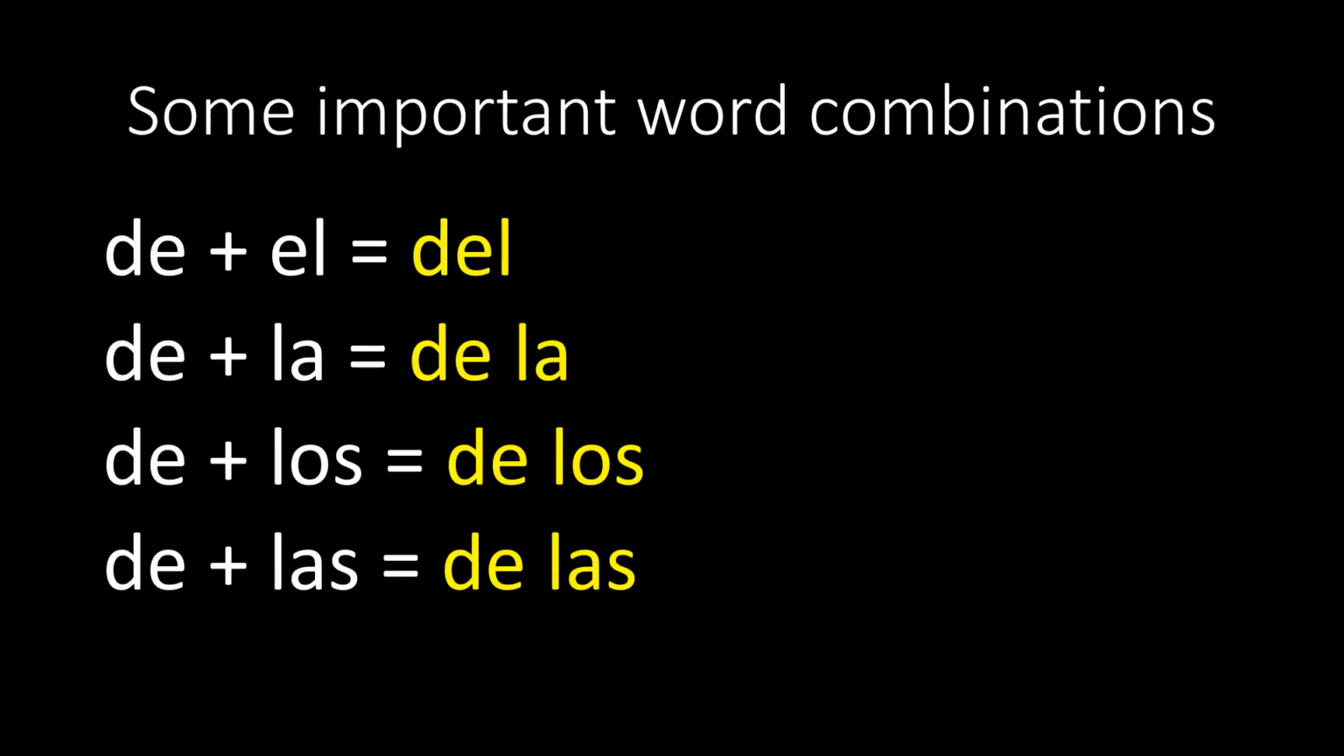Maybe you ask, well, where did del come from? Shouldn't that be de él? Well, when de and él, notice that él has no accent, when de and él are together, they form a contraction, which is del. De and la do not contract. De and los do not contract. De and las do not contract either.